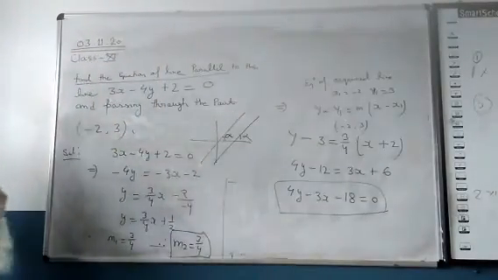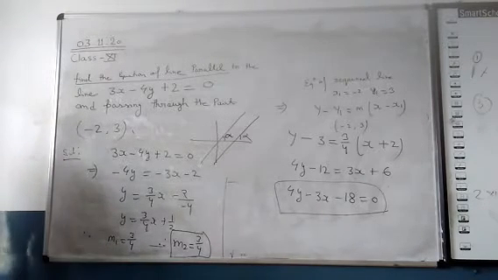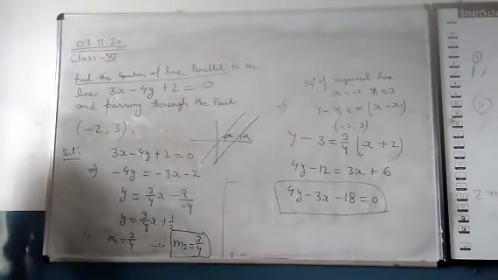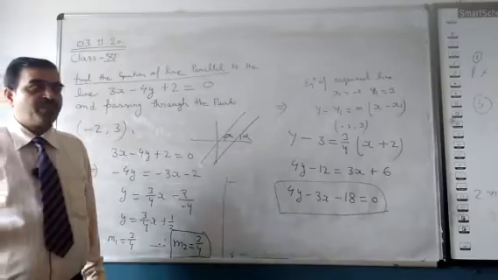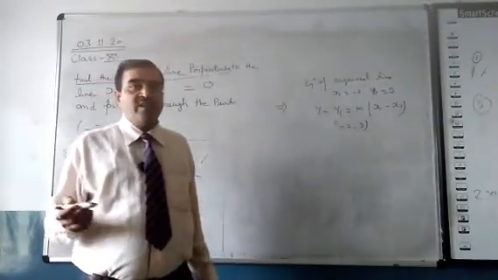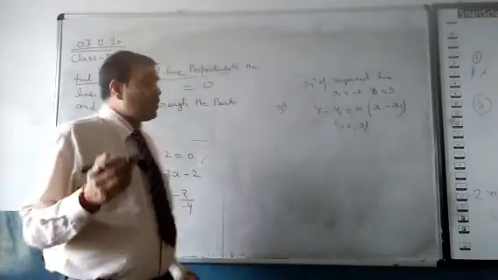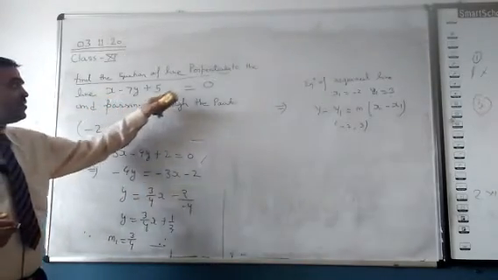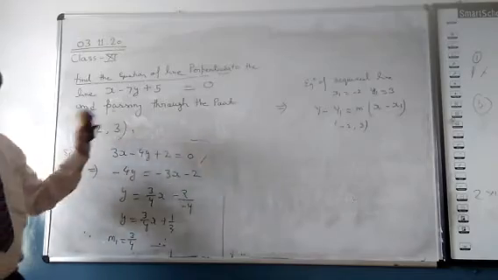Now next question: find the equation of line perpendicular to the line x minus 7y plus 5 equals 0 and passing through the point minus 2 comma 3.